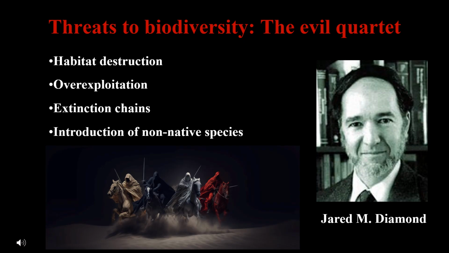Human activities may cause impacts and threaten biodiversity. The sociologist and ecologist Jared Diamond grouped these threats in 4 different categories, including habitat destruction, overexploitation, extinction chains, and introduction of non-native species. Being an excellent communicator and disseminator, he presented the clusters of impact as the Evil Quartet, referring to the 4 horsemen of the apocalypse.